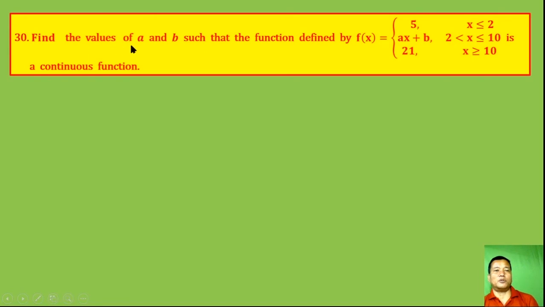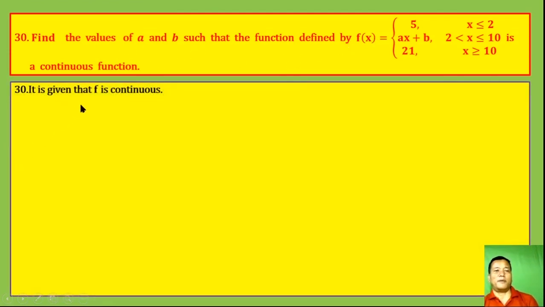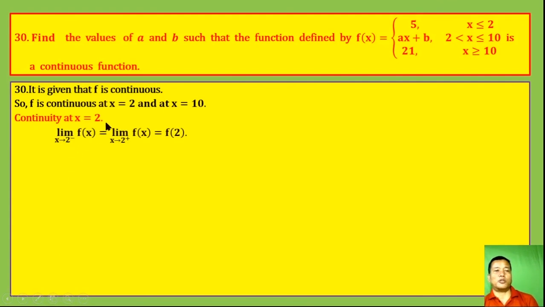Question 30. Find the values of a and b such that the function defined by f is a continuous function. It is given that f is continuous, so f is continuous at 2 and 10. Continuity at 2 gives the left limit at 2 equals right hand limit at 2 equals f of 2.